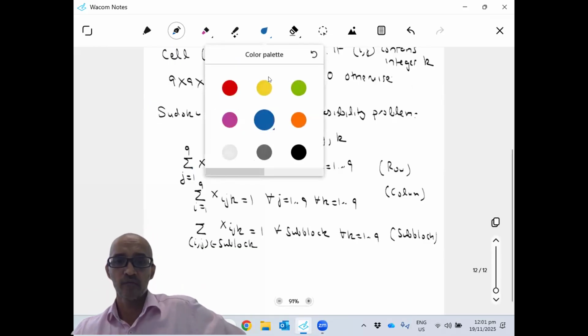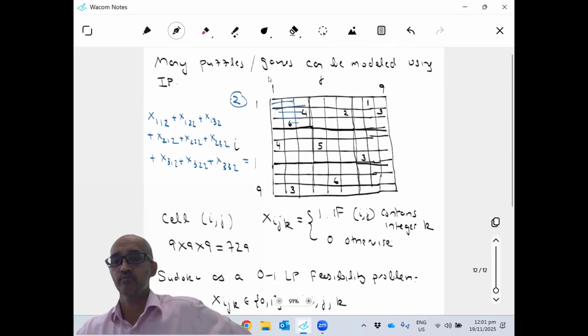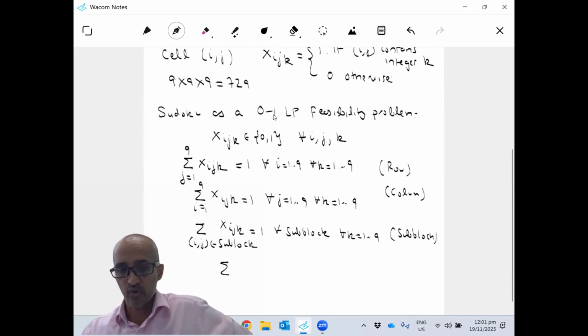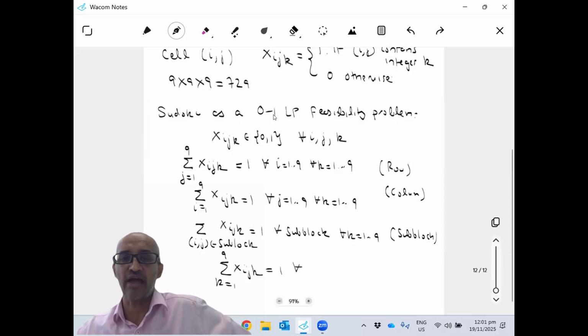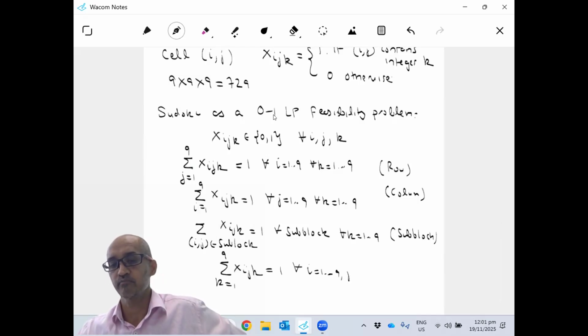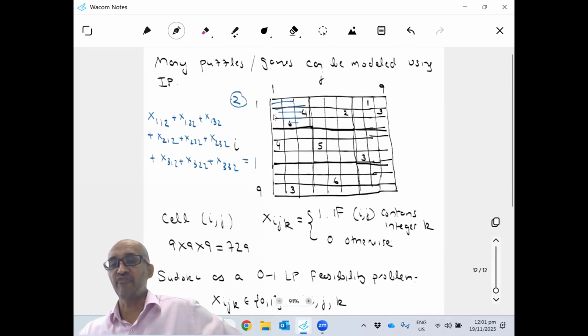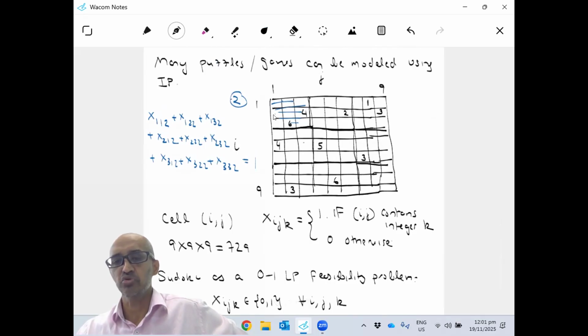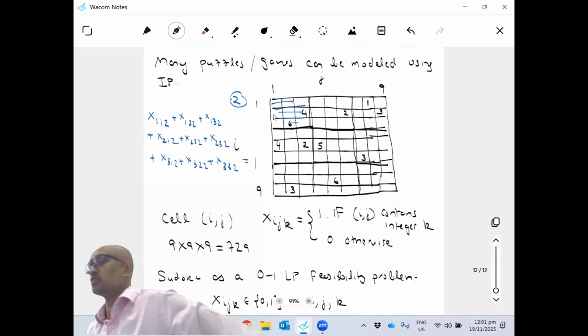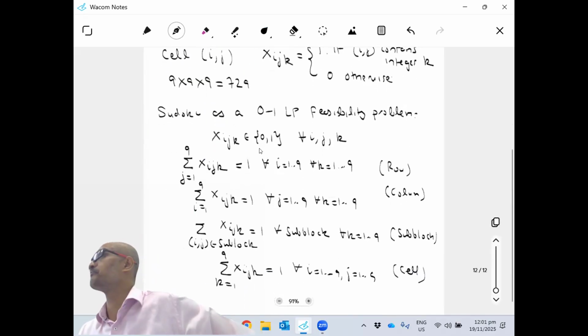Of course, every cell can have only one number, right? So the sum of xijk for all k should be equal to 1 for every i and j. Every cell can have only one number. Don't give me a solution where one cell has two numbers. So if I put a number, let's say 2 here, I cannot put any other number here. That's captured by this constraint.